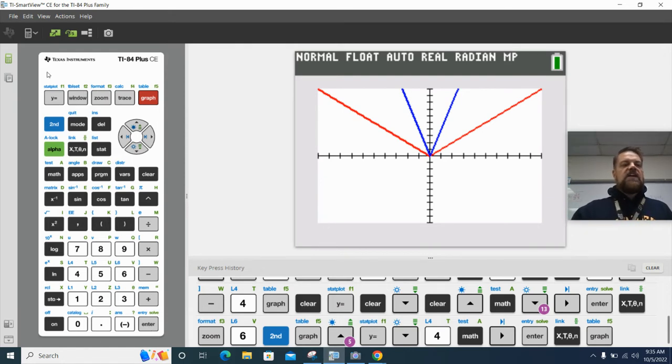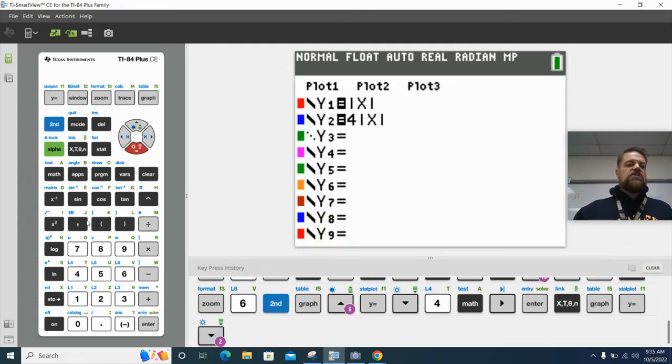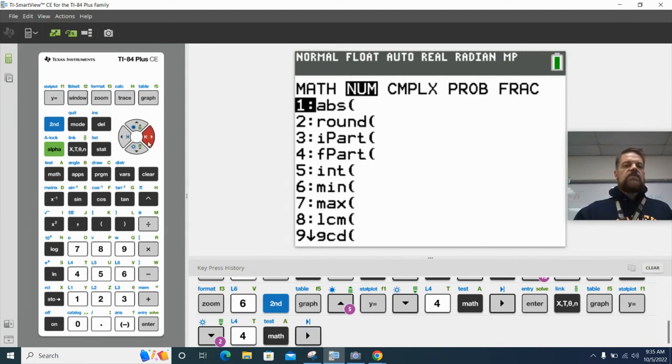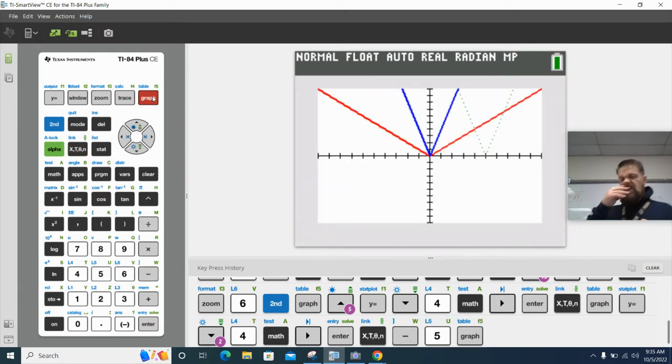So let's move on to the next one. So now on the next one, we know that that stretches it vertically. Let's do the absolute value of, now this time I'm going to put in my x minus 5. Now what you'll see when you graph that is it just moves it over 5 units to the right. Do you guys see that?